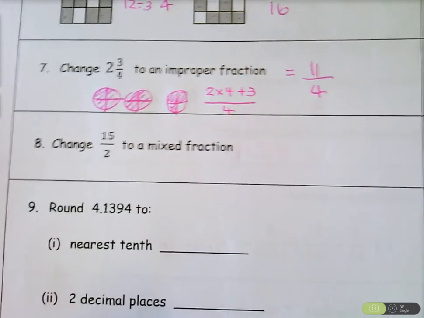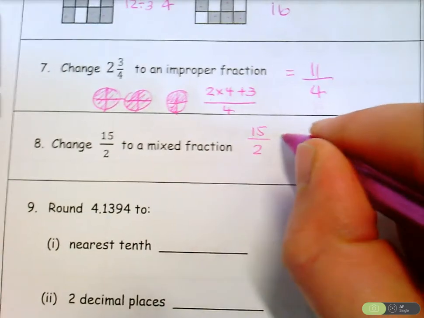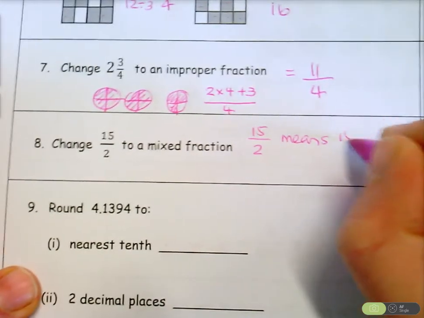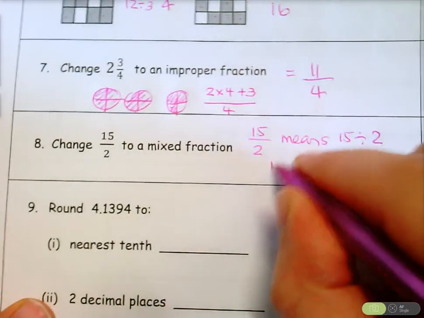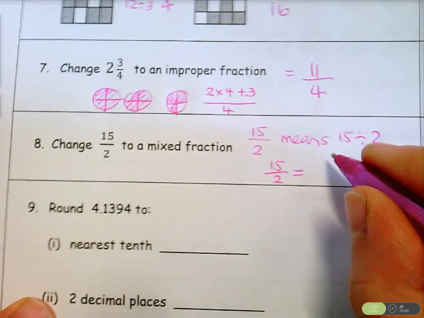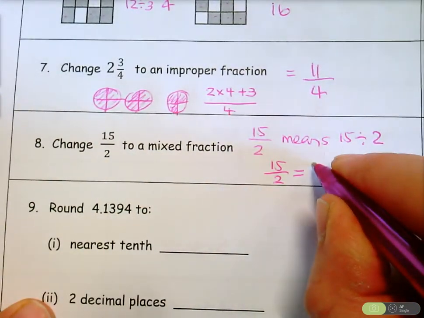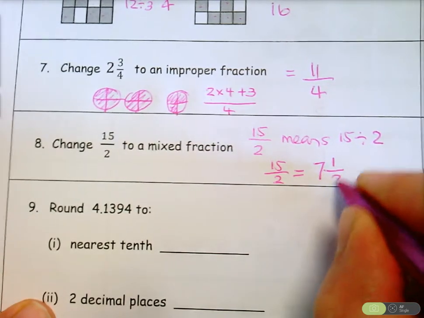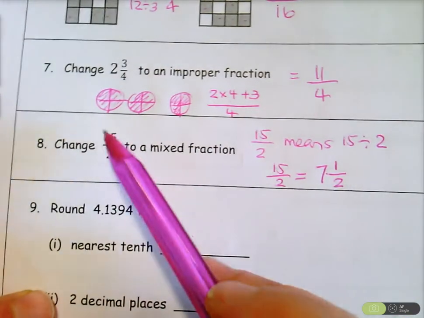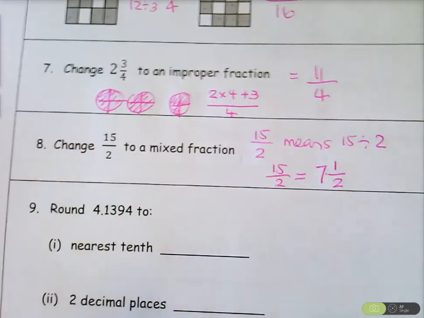Now, girls, we're going to do the same thing with 15 over 2. Girls, 15 over 2 means 15 divided by 2, or it means how many times does 2 go into 15? So, girls, how many times does 2 go into 15? 7. Any remainders? 1 over 2. Girls, 15 over 2: 2 goes into 15 7 times, 1 remainder over 2.